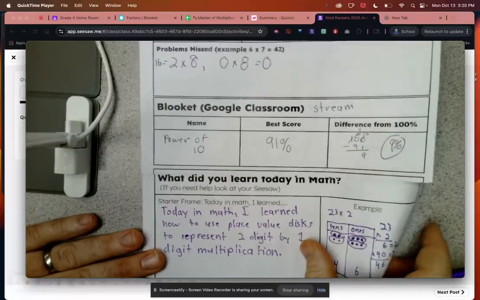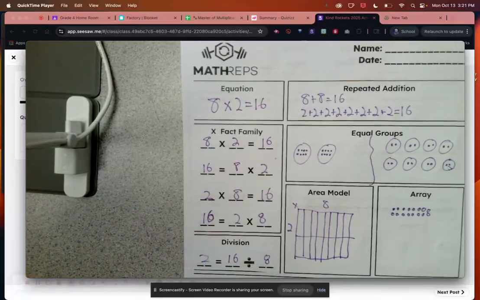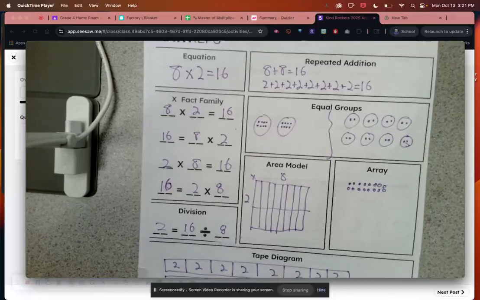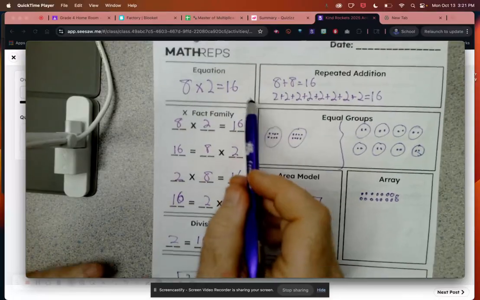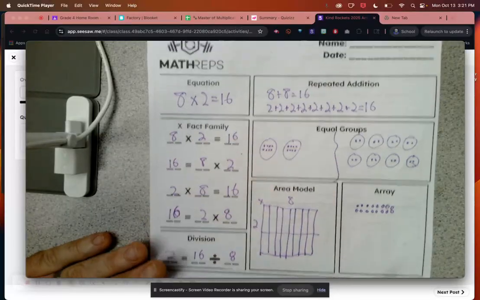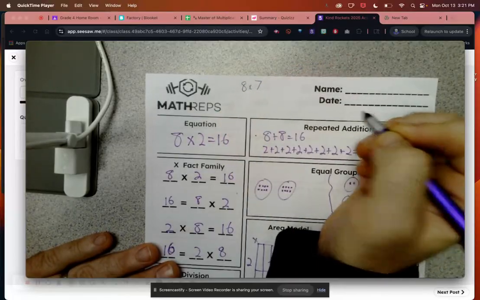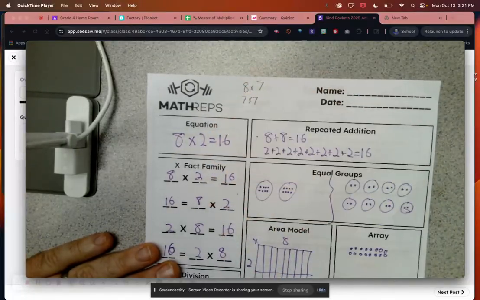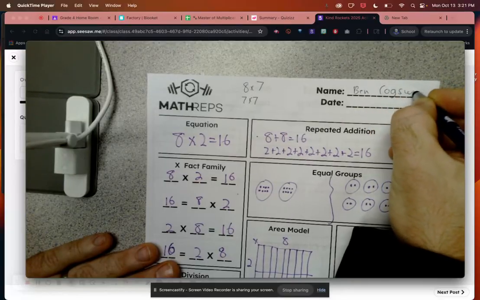Now, on the back is a math rep. For my math rep, I chose 8 times 2. Why did I choose 8 times 2? Because that's one of the problems I missed. And so I filled out my whole math rep for 8 times 2. Okay, now, what happens if you get 100%? Well, then you can pick whatever math equation that you have a challenge with. So for example, a good example may be 8 times 7, or maybe you could do 7 times 7. Whatever multiplication you have trouble with, you're going to do that on the back.